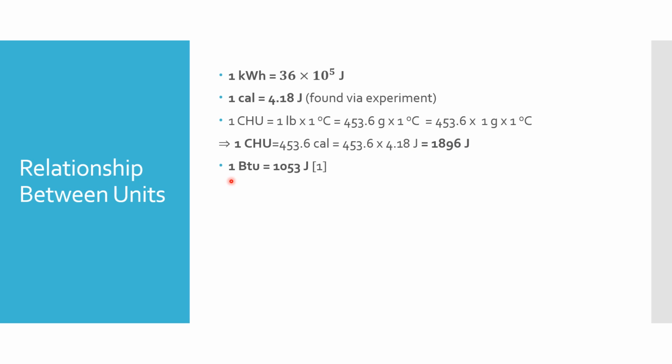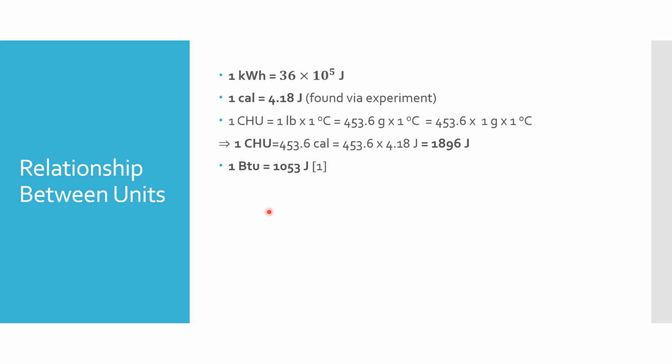1 BTU is, in a similar manner, proven to be equivalent to 1053 joules, but this definition can vary. So 1 BTU is normally considered to be equivalent to 1053 joules. I am not including the derivation of this relation here, because in your books it is not proven, so we are going to leave this to you, and you can consult the internet for the proper derivation of this quantity. But as far as our course is concerned, this is not that important.